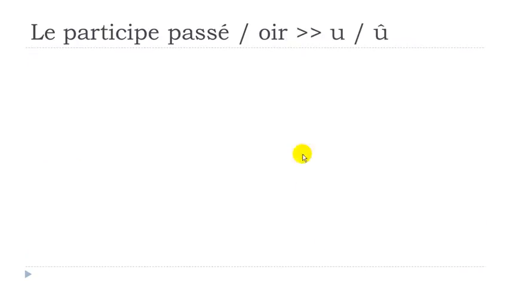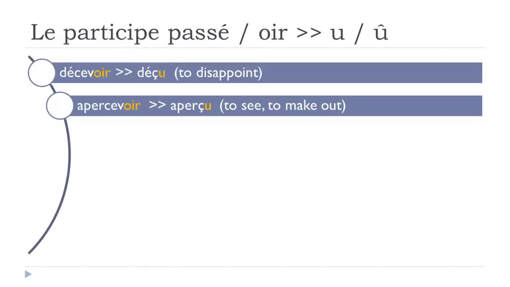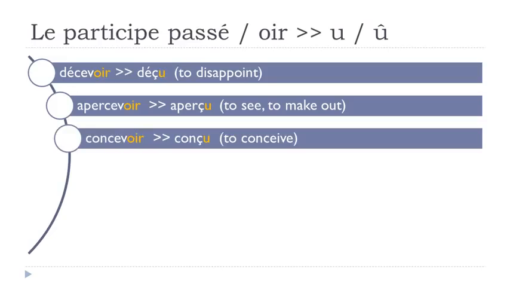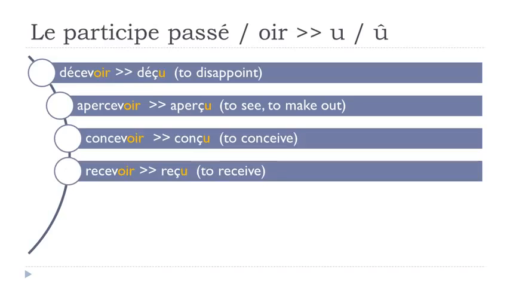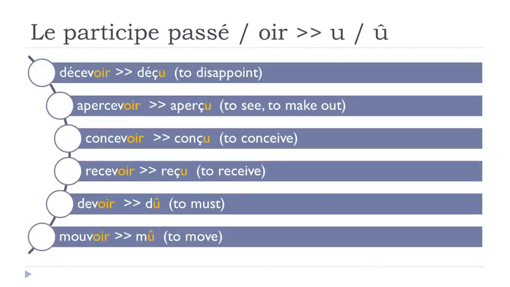Another group, verbs ending with oir, will become u or u with accent circonflexe. Even if you put this accent circonflexe, you don't pronounce it. It doesn't change the sound of the letter u, so phonetically it's u and then u. A few examples. Décevoir, déçu. Apercevoir, aperçu. Concevoir, conçu, recevoir, reçu, devoir, dû, mouvoir, mu.